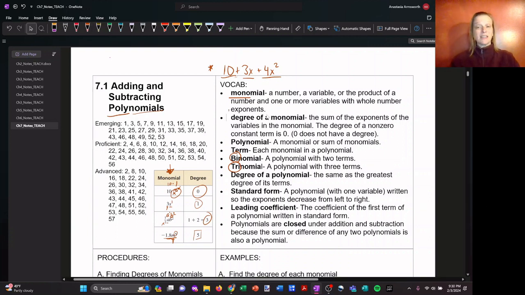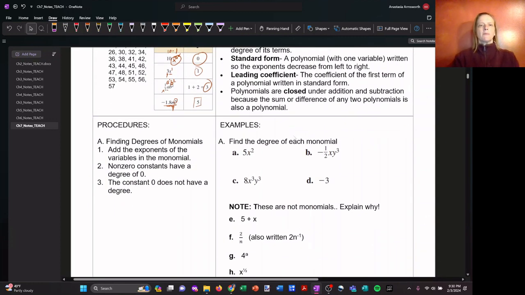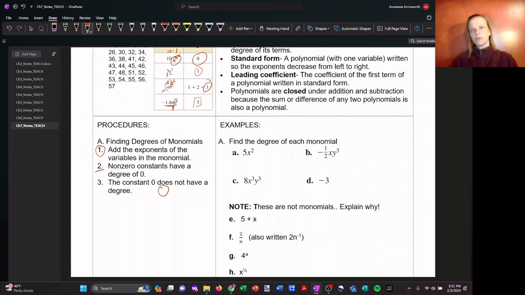Now that we have some of our basic definitions down, let's go ahead and look at some examples. So, finding the degree of monomials, we kind of talked about it in the table up here. Let's do some on our own, and I would love for you to pause the video and try to do them before I do them. Find the degree of each monomial. Here we're going to add the exponents of the variables in the monomial. And if we have a constant that isn't 0, then the degree is going to be 0. And if you did actually have just the number 0, then it doesn't have a degree at all.